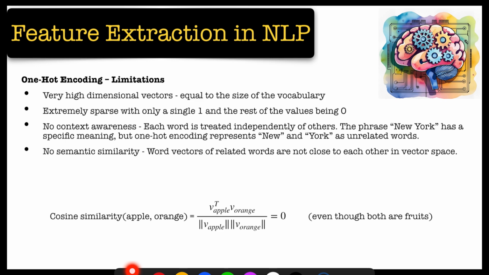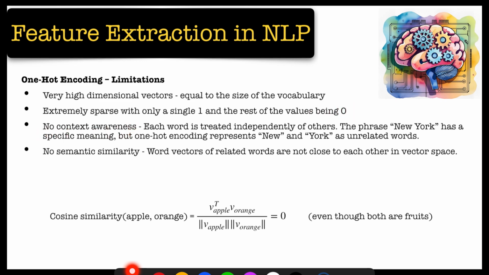There are a few limitations also for one-hot encoding, like very high dimensional vectors. The dimension is basically equal to the size of the vocabulary, and vocabulary size will be very large, right? So the vector dimension also will be very high. The vectors are also extremely sparse, with only a single one and the rest are 0. So these are sparse vectors.